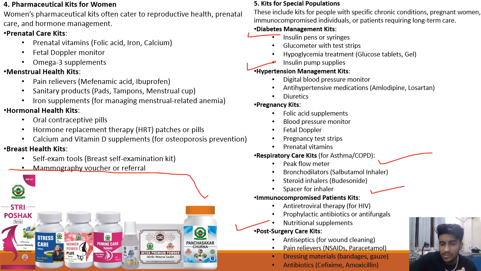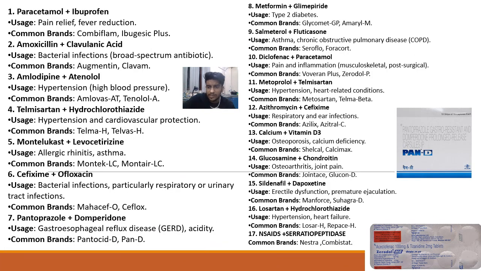generation cephalosporins, antiseptics. Next, moving on to the combinations, of course, this is Pan-D, the most common combination of pantoprazole, which is a proton pump inhibitor, that is GR, gastroresistant, and domperidone, prolonged release, which is an antiemetic drug. So it is a prokinetic, right? Then you have paracetamol and ibuprofen for alleviation of the pain. You have Combiflam and Ibugesic Plus. These are the most common brand names.